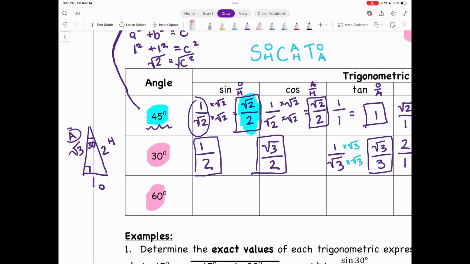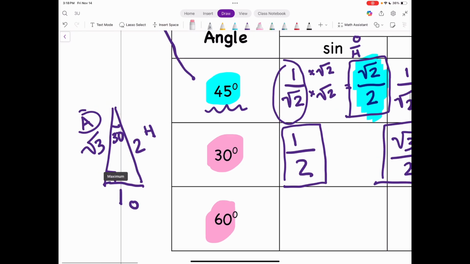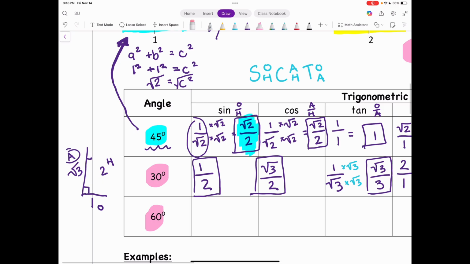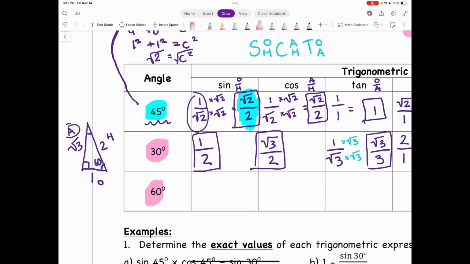Let's continue looking for our trig ratios, but at 60 degrees. Instead of looking at the 30 degrees in our special 30-60 triangle, we're actually going to be looking at the 60-degree angle in our 30-60 triangle. So we're looking at this angle now.